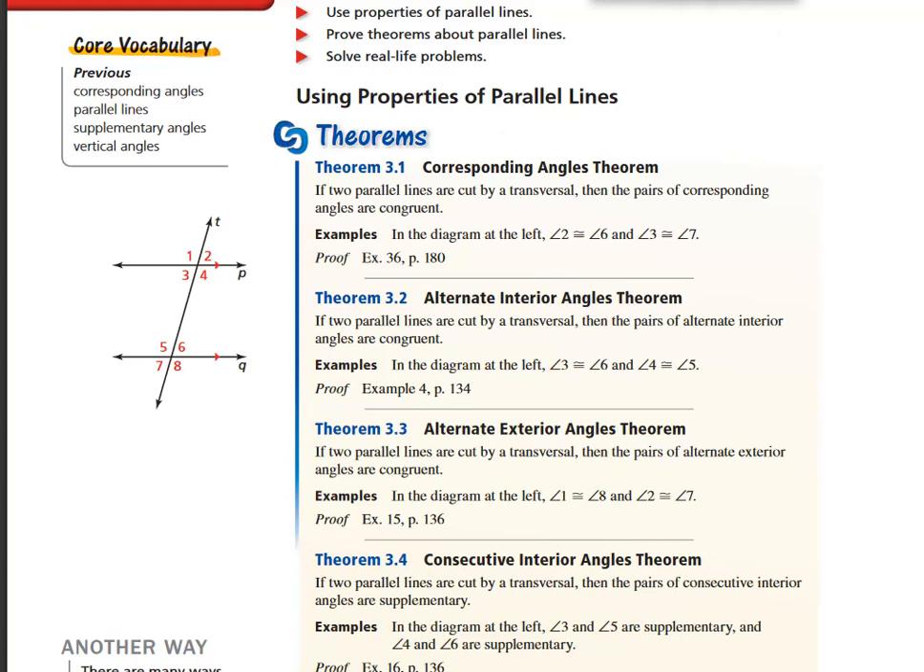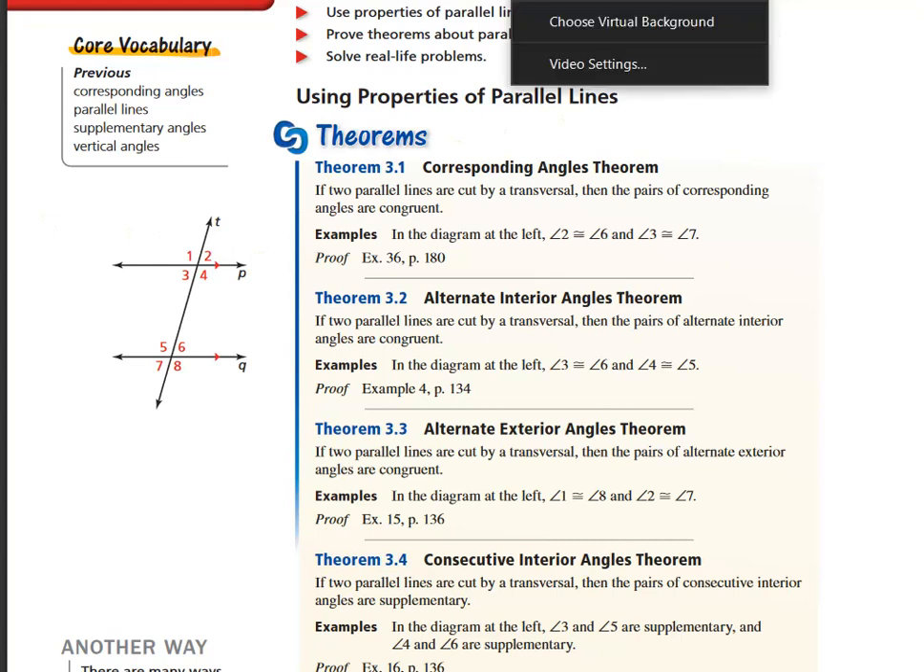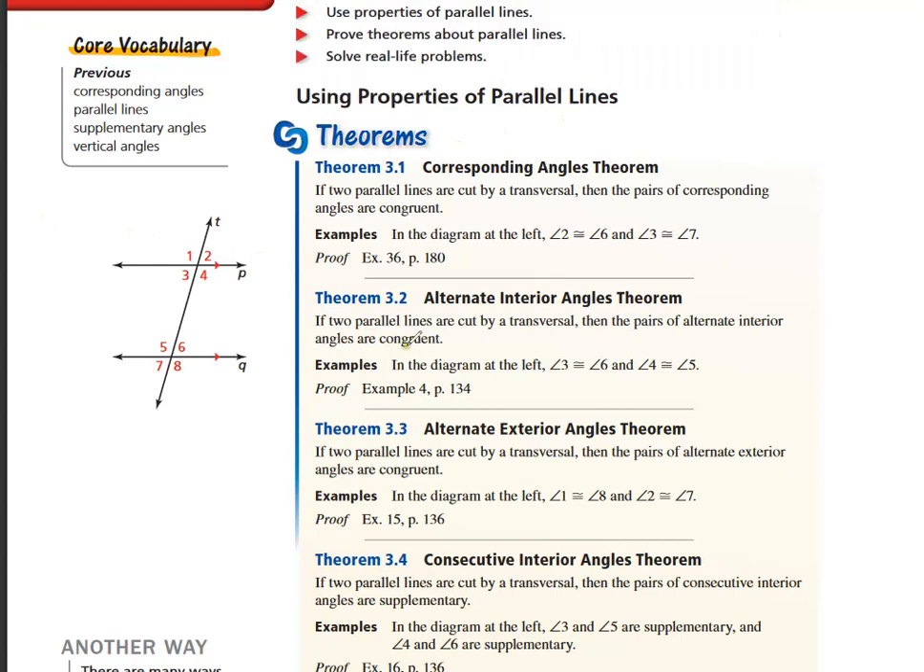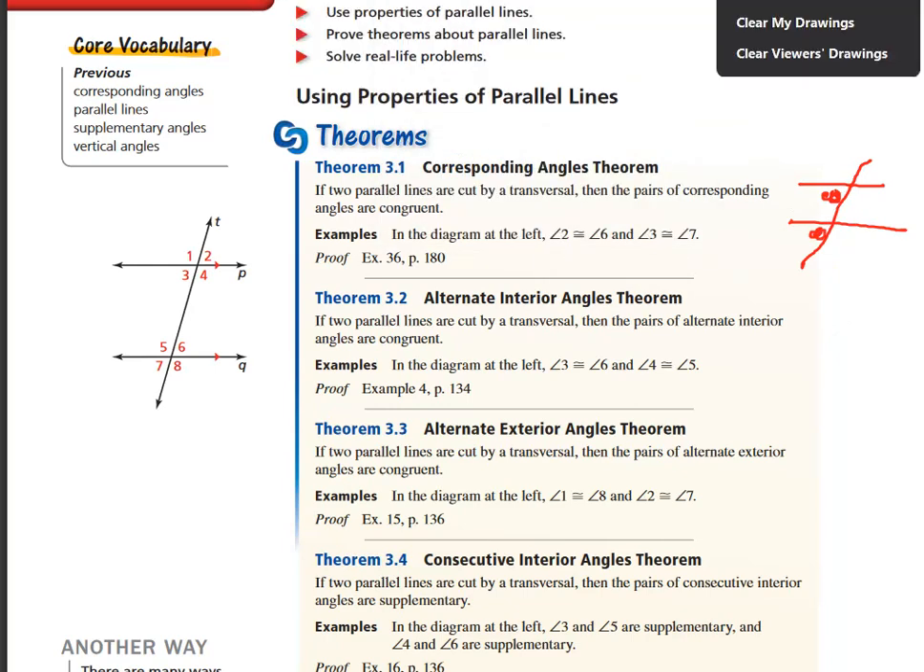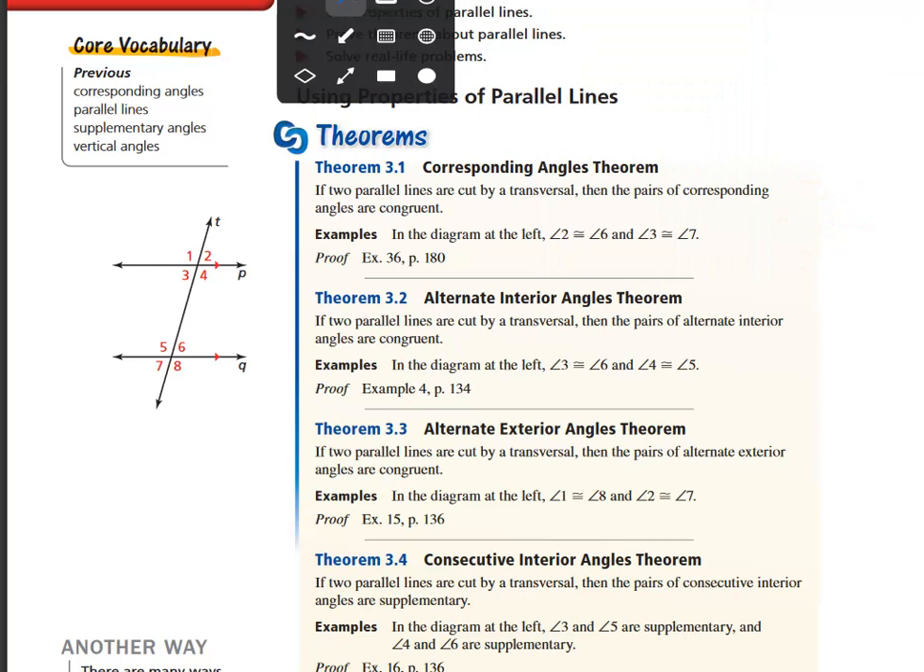So, for example, let me get out my annotation. So, the corresponding angles theorem. Corresponding angles, as you'll remember, are ones that are in the same position. See how this one is bottom left and this one is bottom left? Right there. Well, that's a terrible picture. Let's see if we can do better than that. Let's try it with the lines.